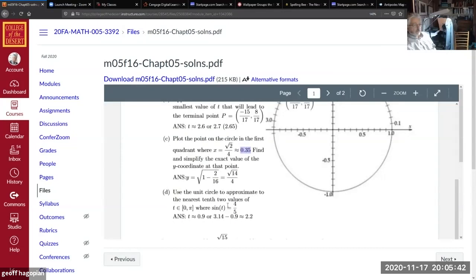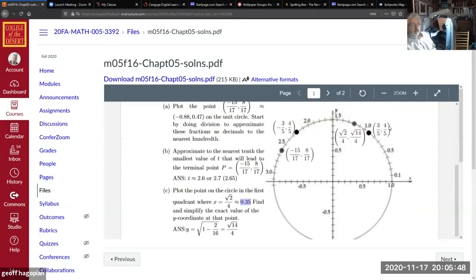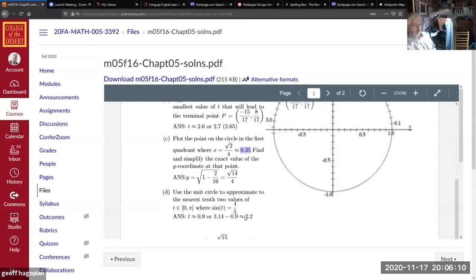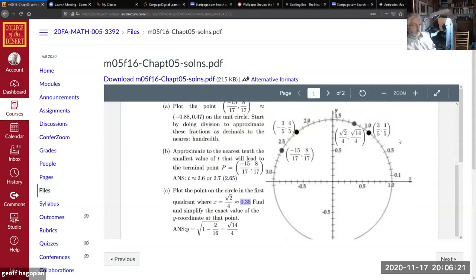Use the unit circle to approximate to the nearest tenths two values of t where sine of t is 4/5. Well, here's the y coordinate of 4/5, that's 0.8. And if you want the y coordinate to be 4/5, there's two places. There's one in the first quadrant where x is 3/5, and there's one in the second quadrant where x is -3/5, right? So it's a mirror image on the other side. And we'd like to know what values of t get us there. So you could do the inverse sine of 4/5. That will take you to this one here.